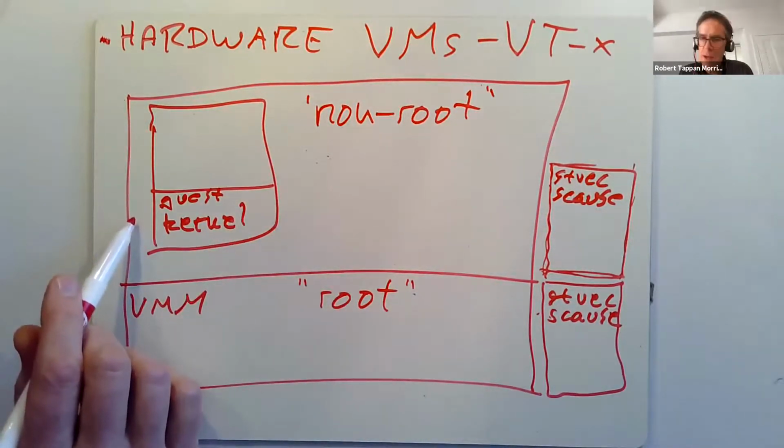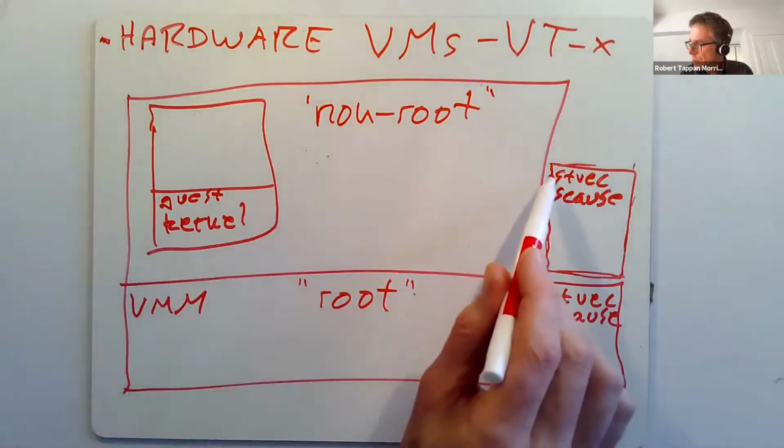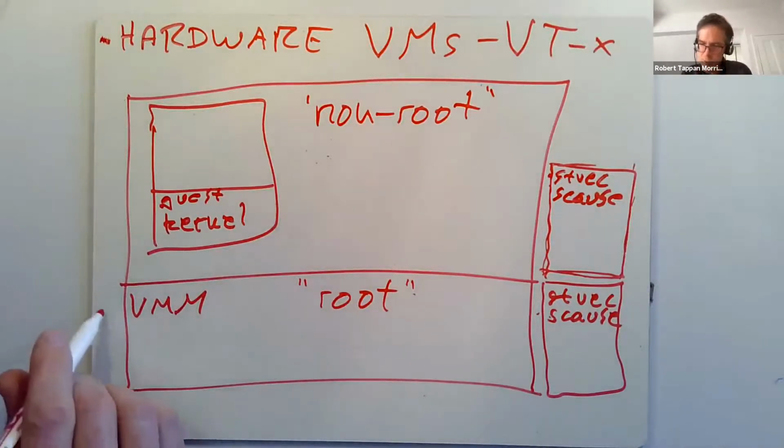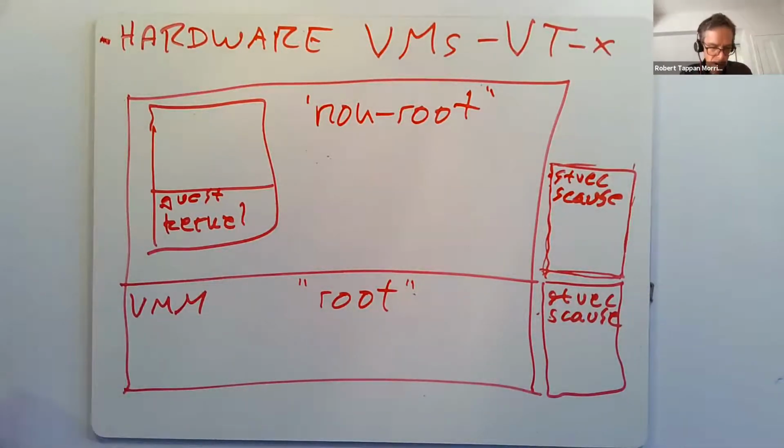So if it wants to read or write the STVEC, the hardware just lets it read or write the non-root copy of the hardware STVEC register. And so all this stuff proceeds at full speed without having to trap into the VMM. So it's much faster for code that was incurring a lot of traps.